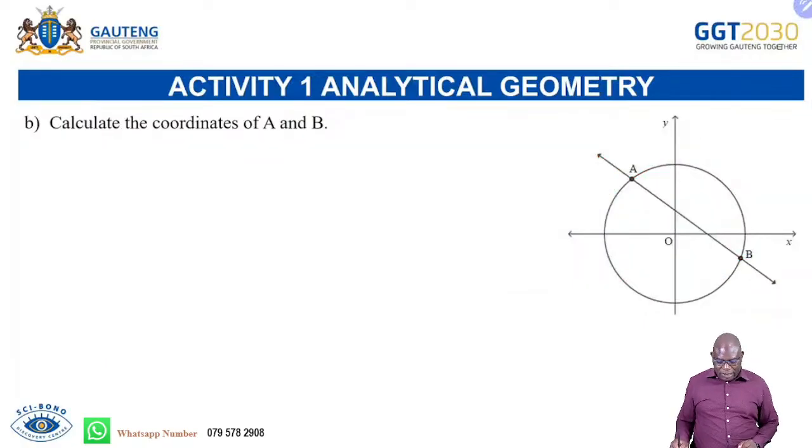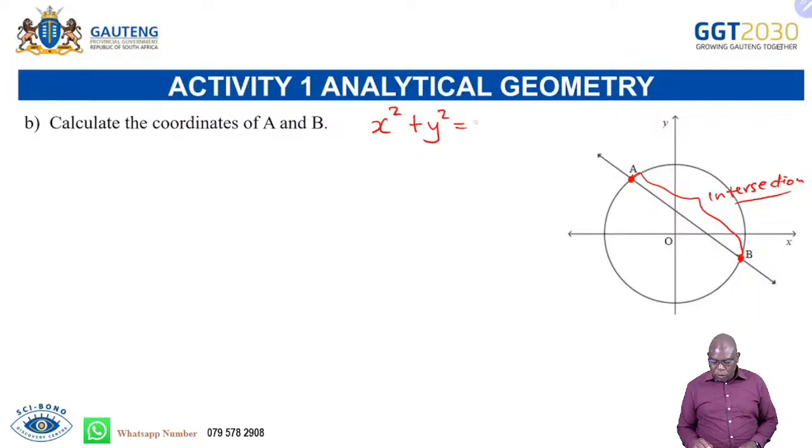Now, this question says, now let's calculate the coordinates of A and the coordinates of B. What do I know about coordinates of A and B? Those are called intersections. So these 2 points here are called intersections. So those are the points where the two graphs are meeting. So I've got two graphs here. I've got the graph of x squared plus y squared equals 40. I've got another function of y equals negative x plus 4. So I've got these two.